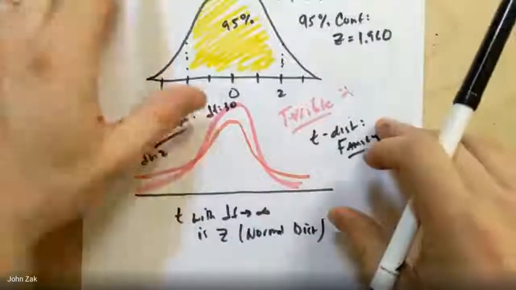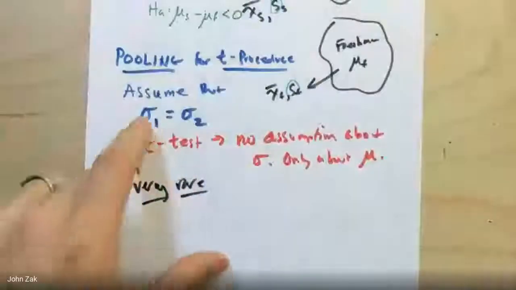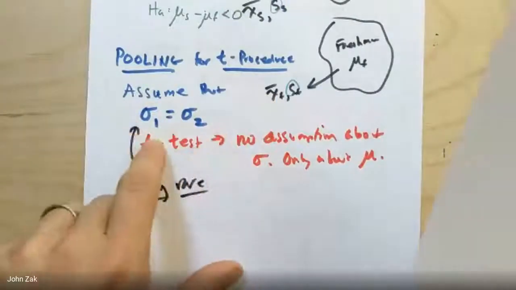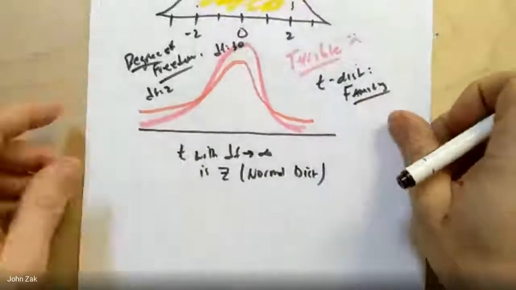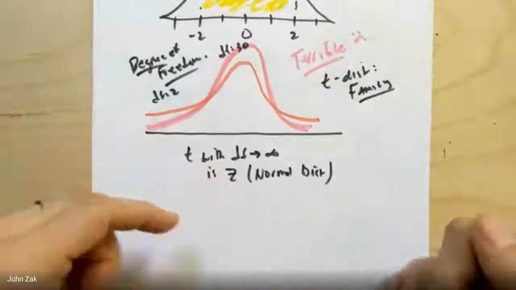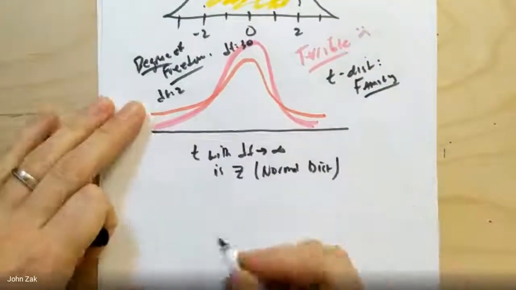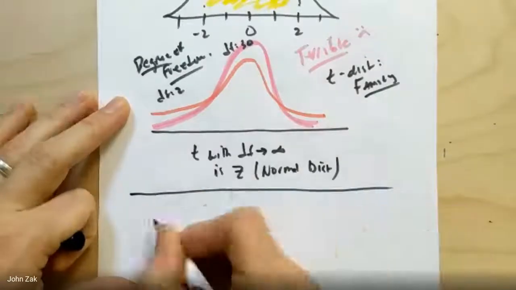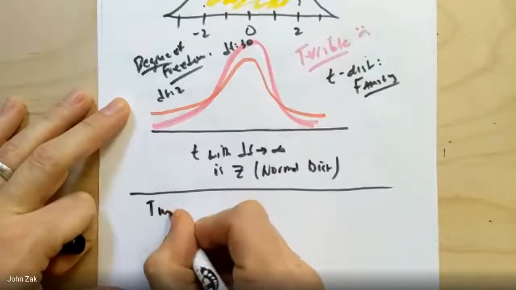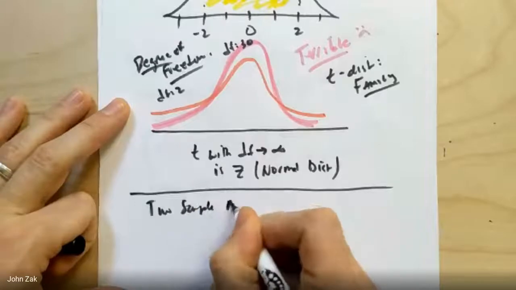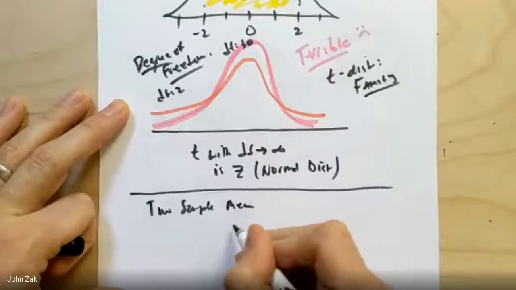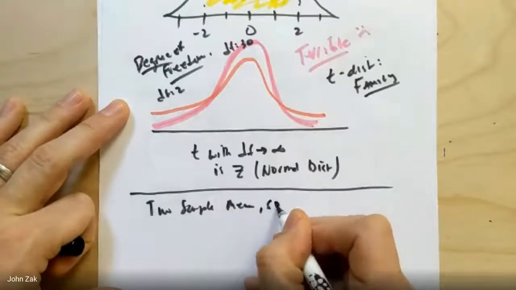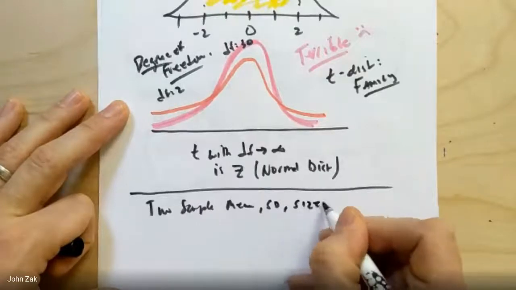But anyway, let me go back. So remember, we were talking about pooling with T procedures, and I was trying to say we don't make this assumption. What would pooling do? Well, what pooling actually does is it changes how we find the degree of freedom. So when we do these 2 sample procedures, you're going to have 2 sample means, 2 sample standard deviations, and 2 sample sizes, right?